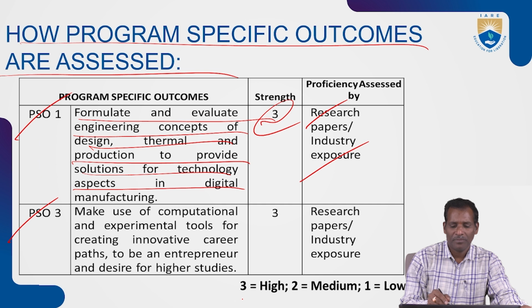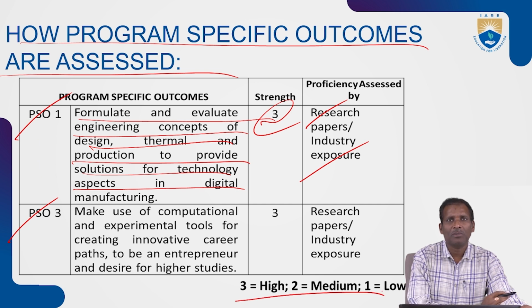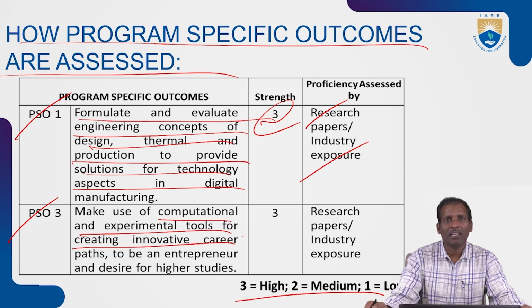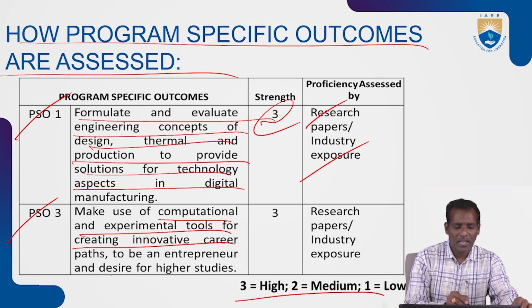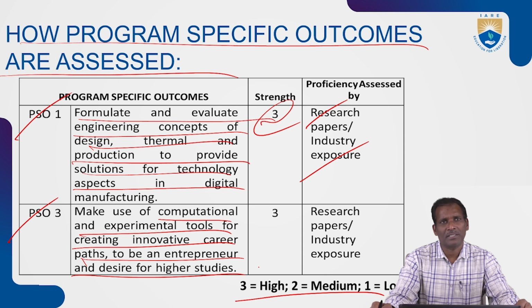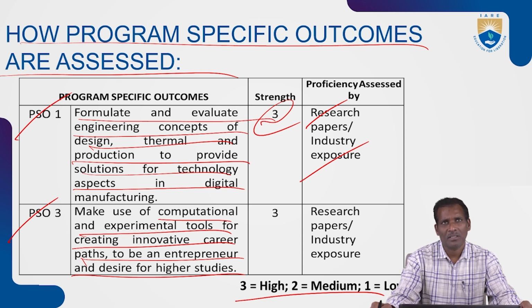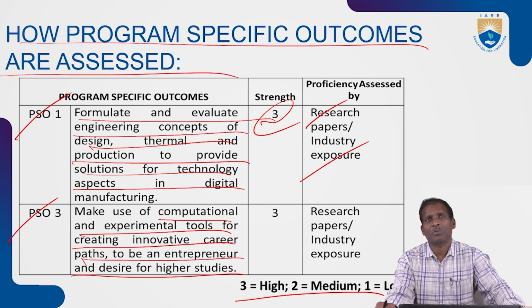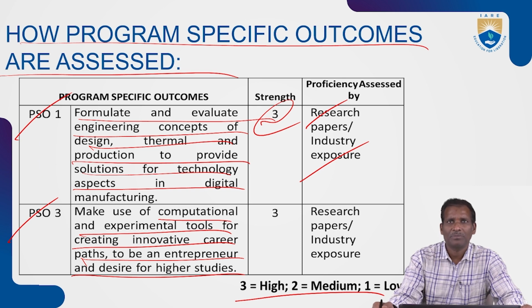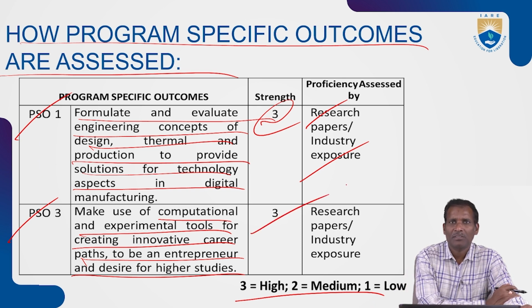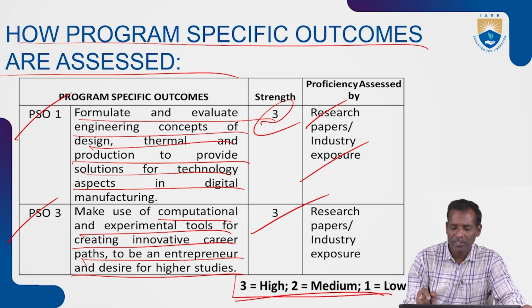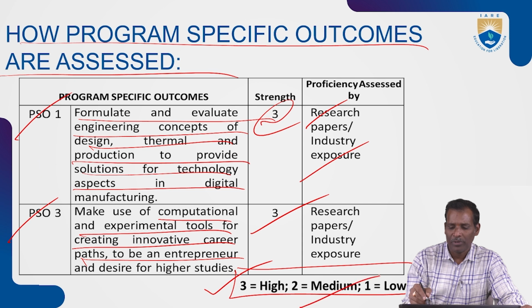Similarly, PSO3: make use of computational and experimental tools for creating innovative career paths to be an entrepreneur and a desire for higher studies. This comes under program specific outcomes, that is PSO3. The weightage is 3. Here the strength weightage 3 is for high, 2 medium and 1 low.